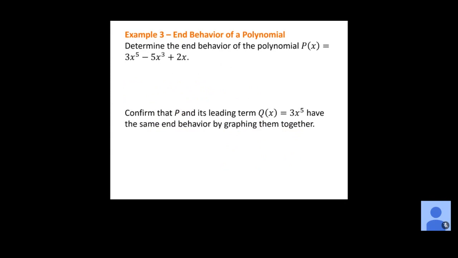All right. Let's take a look at this one now. Okay, it's the same thing. We're just trying to determine the end behavior. And then we're going to look at just the graph of 3x to the fifth just to show that it actually has the same end behavior as the graph of the polynomial that's given up top. All right, so again, first thing we're going to look for is what?